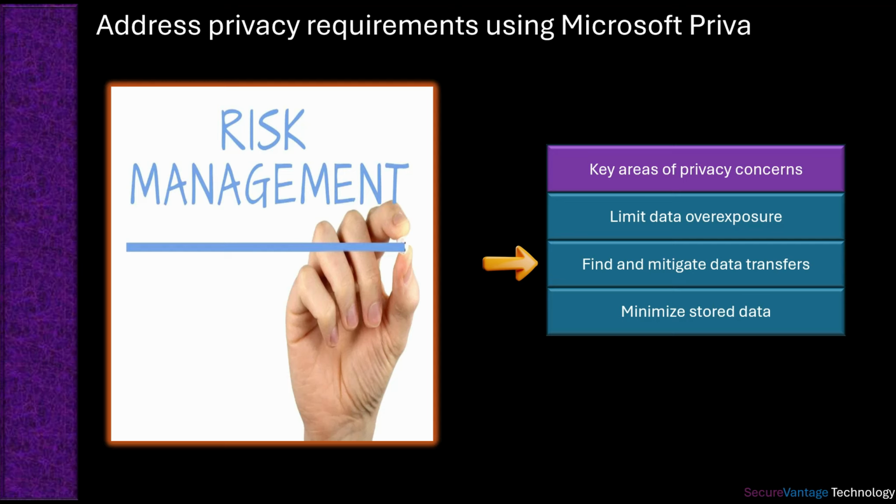Second concern is find and mitigate data transfers. Transferring personal data can be risky, especially when it's sent outside your organization or between different departments or regions. For example, unencrypted emails or unauthorized recipients can compromise data security.